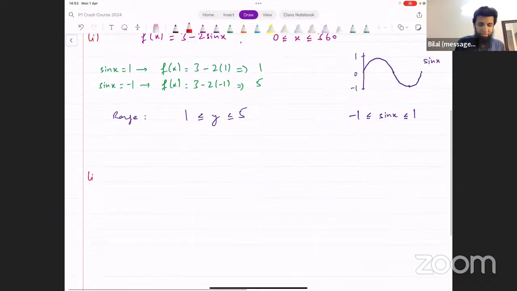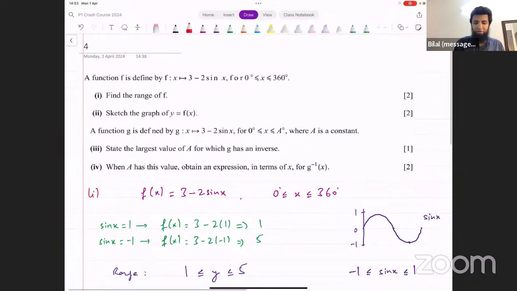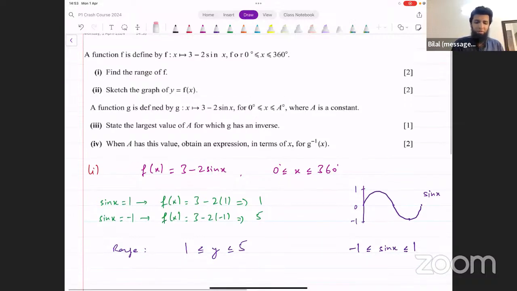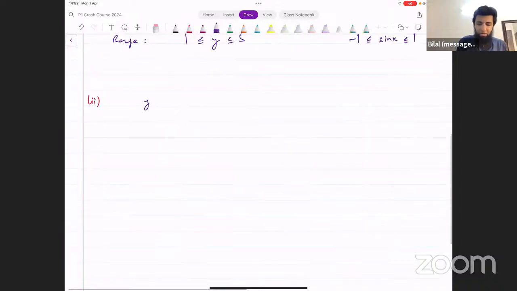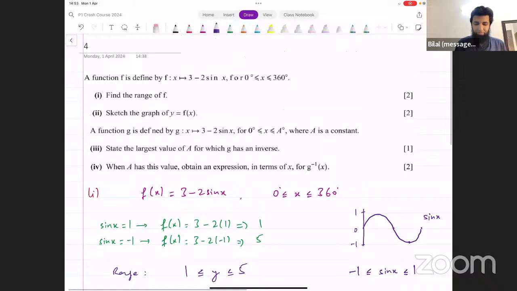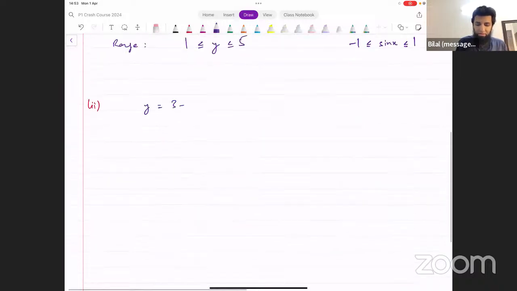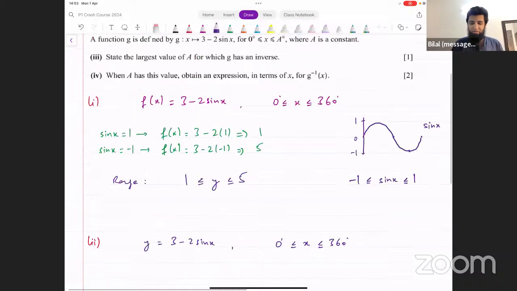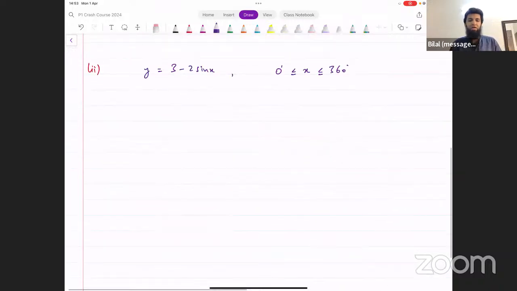Now in the second part, it says, sketch the graph of y equals f of x. So now you have to sketch this graph. How do you sketch this graph? We've done this in trigonometry before. The function is y equals 3 minus 2 sine x, where x is between 0 degrees and 360 degrees. Okay, this is the function that you have to sketch.